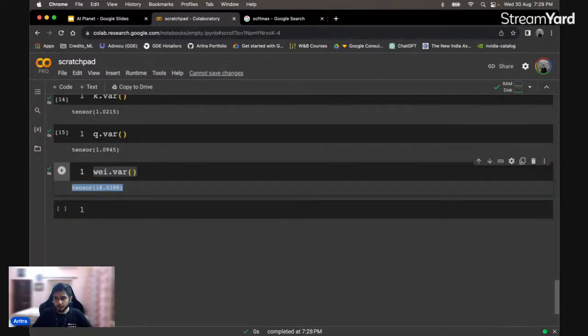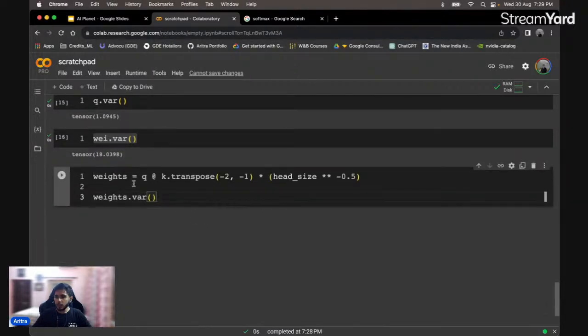What we can do, and I'm not going to make you wait, I'm going to give you the solution. What we can do is q @ k transpose, and you just divide by the square root of head size, that is, the dimensions that you have.